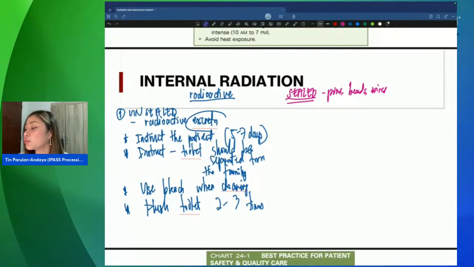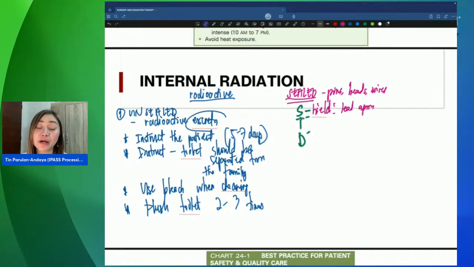So meaning we have what we call the factors affecting the radiation exposure. The three core safety principles when it comes to radiation, right? Can you still remember what those are? Can you still remember your STD? All right, so this one is your shield. So what is our shield here? Very good, your lead apron.